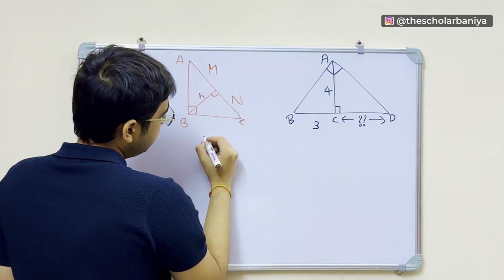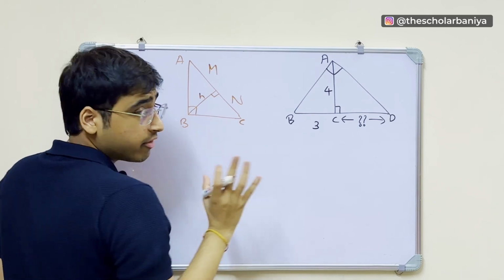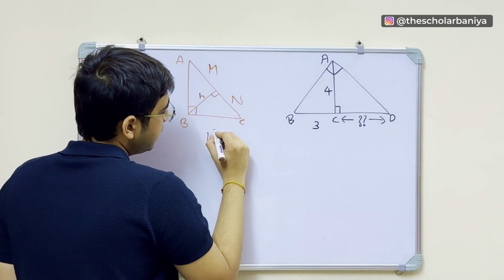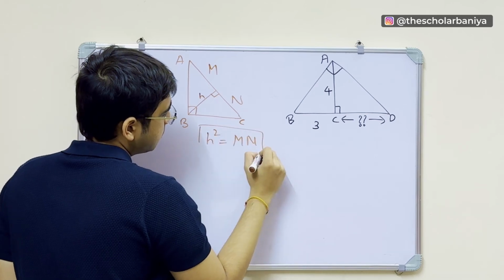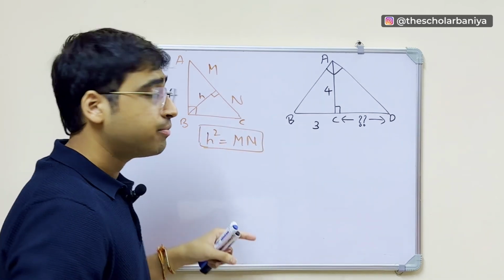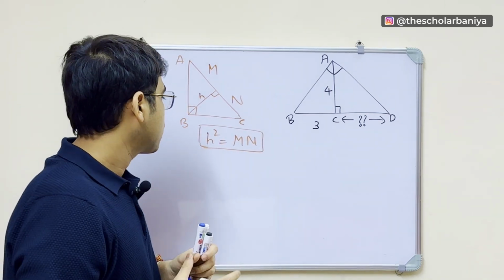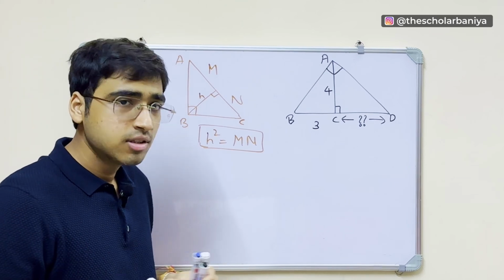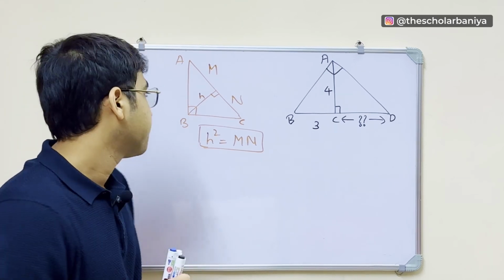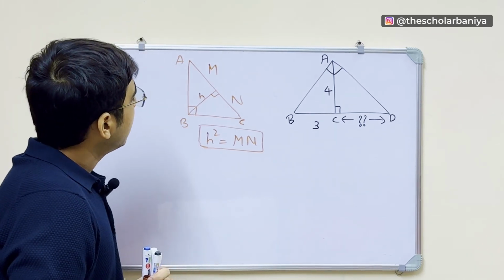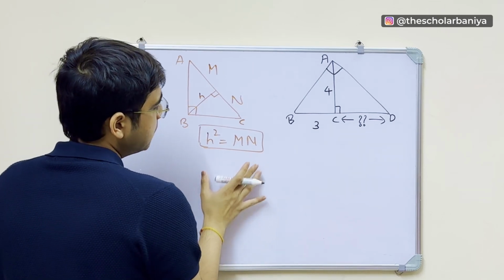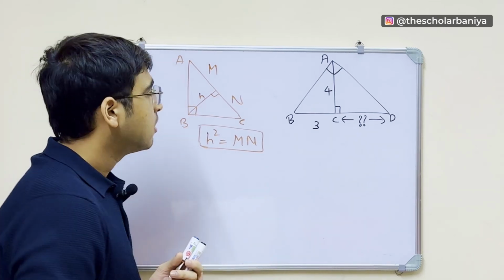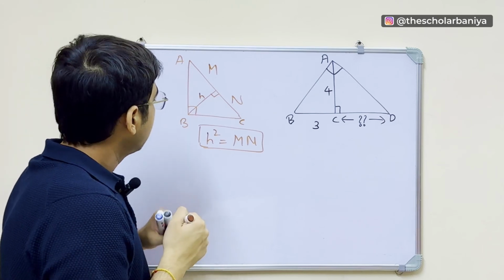So this means that we have a formula over here which is given by h square is equals to m times n. And this becomes a pretty important formula which will be used in a lot of questions to solve it quickly, right? So I hope this should be very clear so you can kind of memorize it.